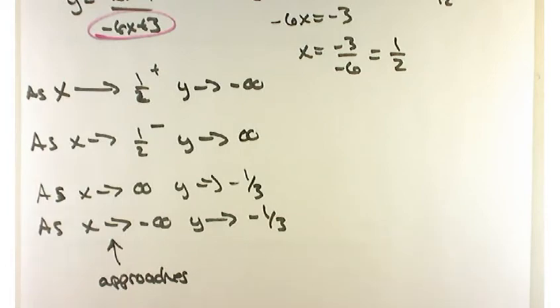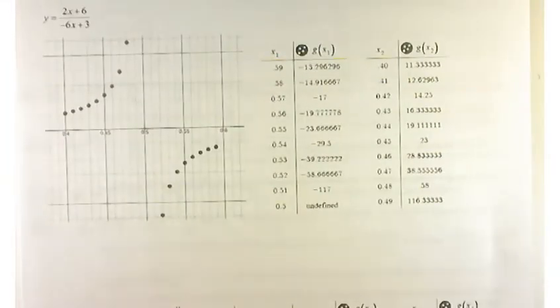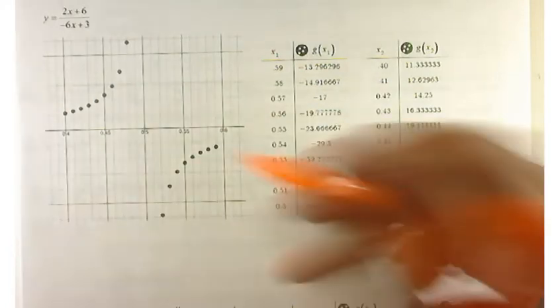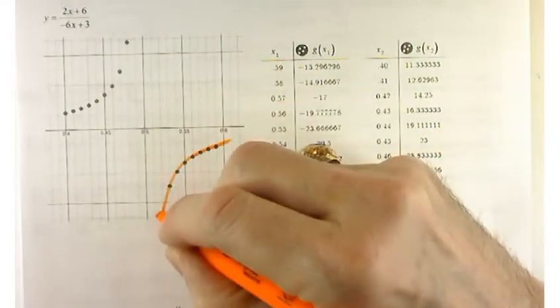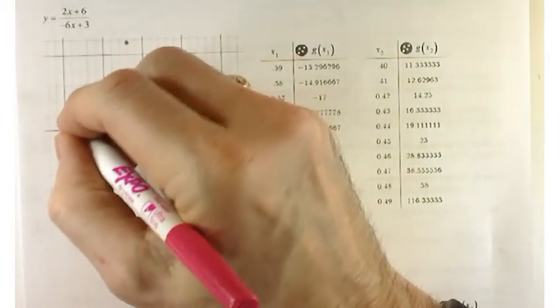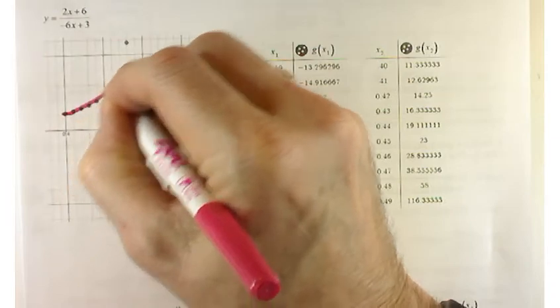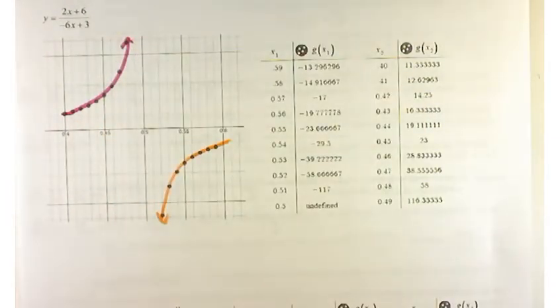So what are we seeing here? Well, we're seeing this kind of behavior, that in the one direction, as you approach x equal 1/2 from the right, your graph is approaching negative infinity. And from the other direction, as x approaches 1/2 from the left, you're approaching positive infinity.